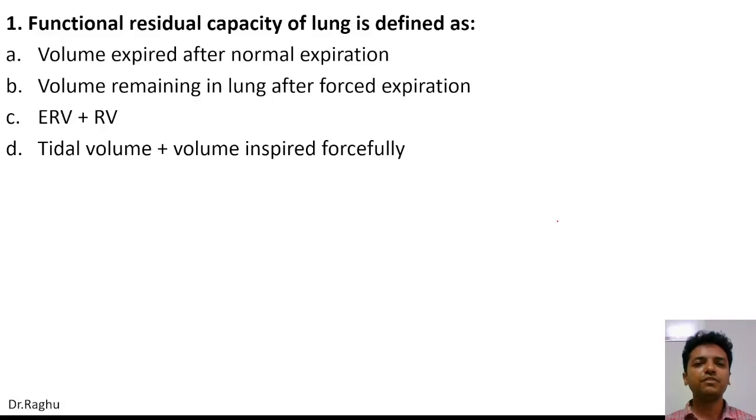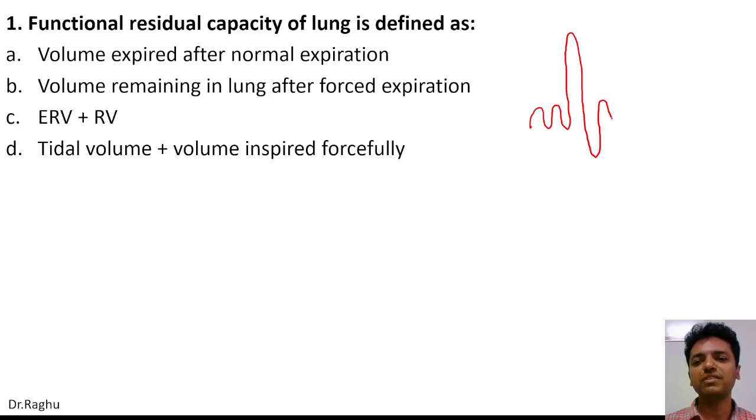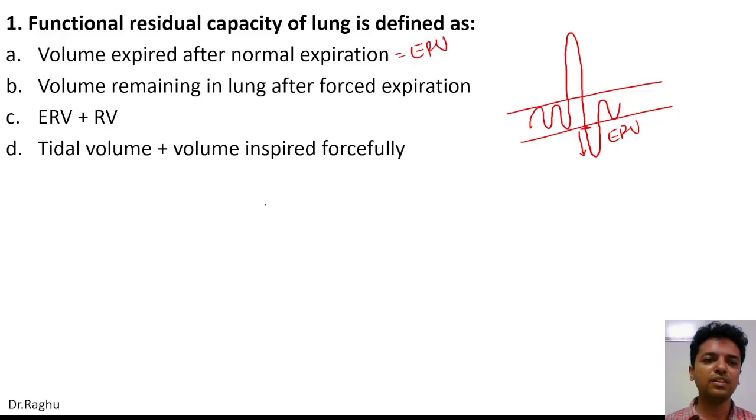What was the question? Functional residual capacity of the lung is defined as. So whenever we are facing such a question, draw a simple spirogram beside. IRV, ERV. In this we also have the total lung capacity. Now what is he asking? He is asking the functional residual capacity. Is it the volume of air which is expired after normal expiration? This is normal expiration. The volume of air which is expired above the normal expiration is ERV. So the first option is not functional residual capacity, but it is ERV.